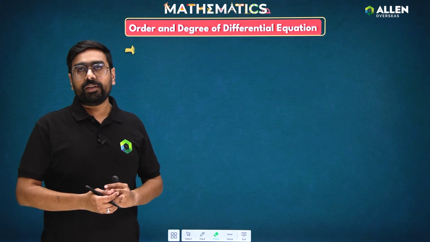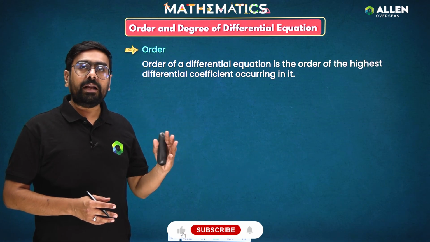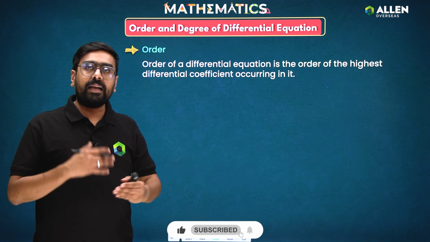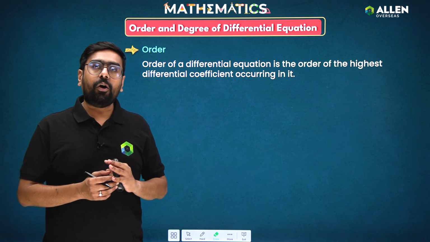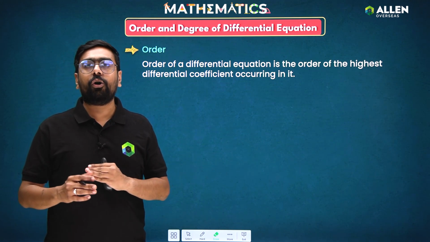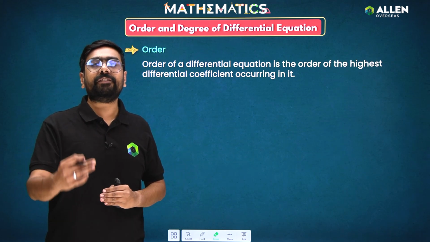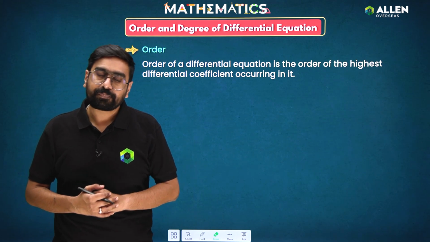Now in a differential equation there are two important terms, order and degree. So let's understand, before moving ahead, what order is and what degree is. As written over here, the order of a differential equation is the order of the highest differential coefficient occurring in it.